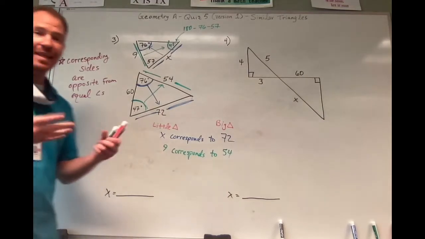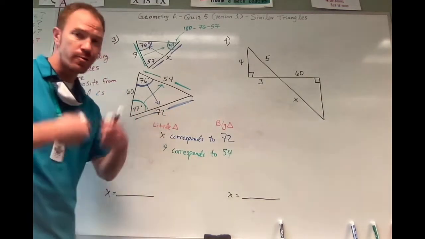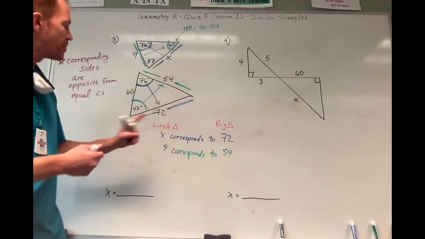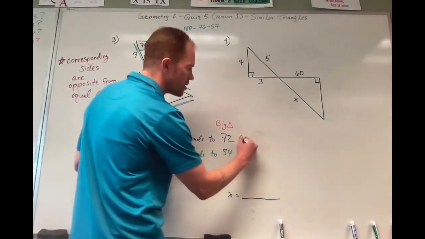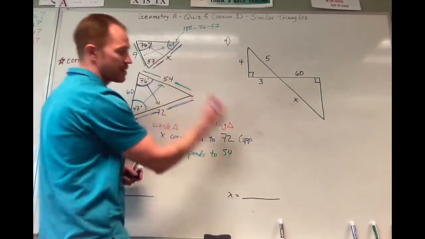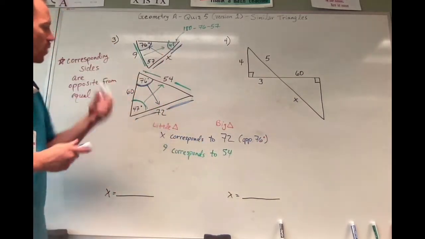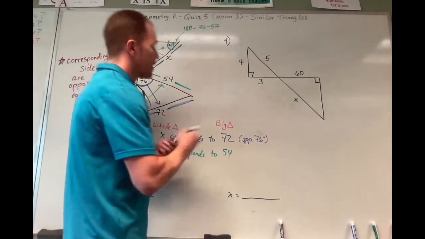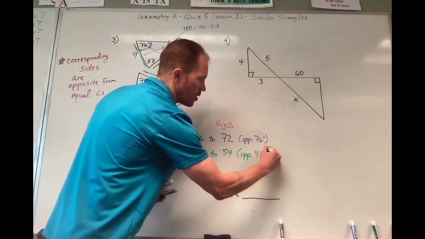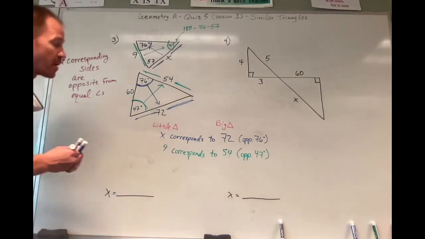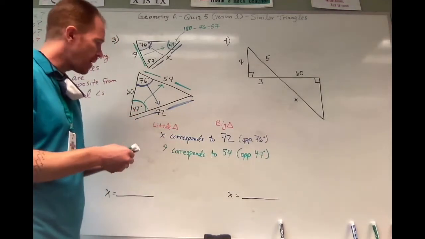And if you can get that, in my opinion, the hard part's over. There's still plenty to do, but it's just kind of automatic. I'm just going to fill in the notes here. X and 72 are both opposite from 76 degrees. And then 9 and 54 are both opposite 47 degrees. That's how I know they're corresponding, these pairs of corresponding sides. But yeah, if you can get that much, in my opinion, the hard part's over.